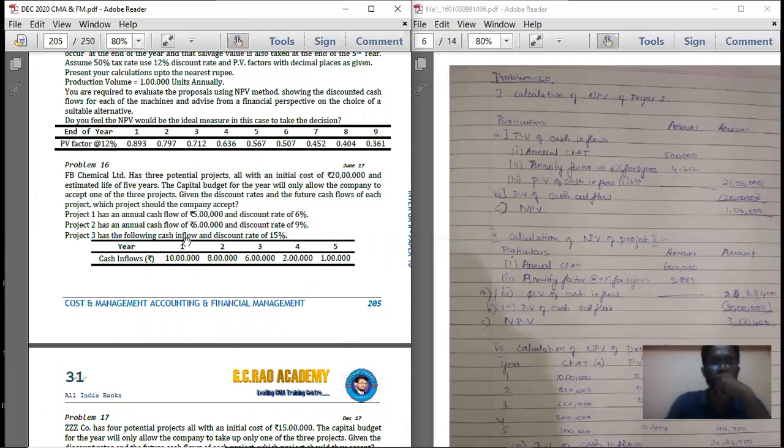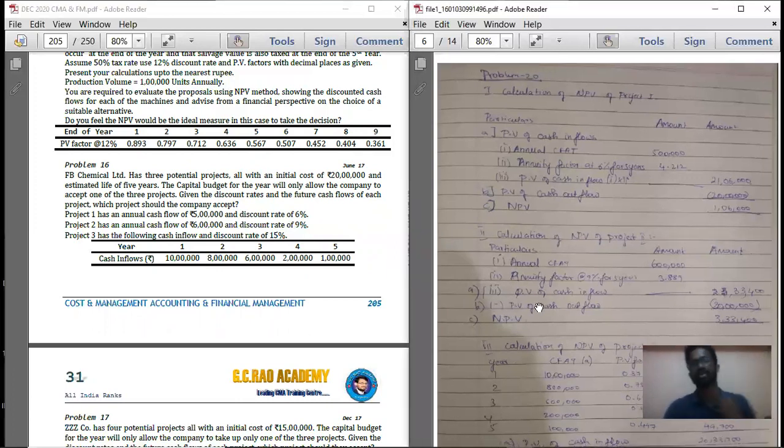And project 2, again 6 lakhs. 6 lakh is the annual cash flow, that is, every year it is 6 lakh for 5 years. Then the discount rate is 9%. And for project 3, the cash flows are different for every year, and the discount rate is 15%. So you should use the annual cash flows and the present value factors to find the net present value of all 3 projects and compare them. Whichever is higher should be accepted.